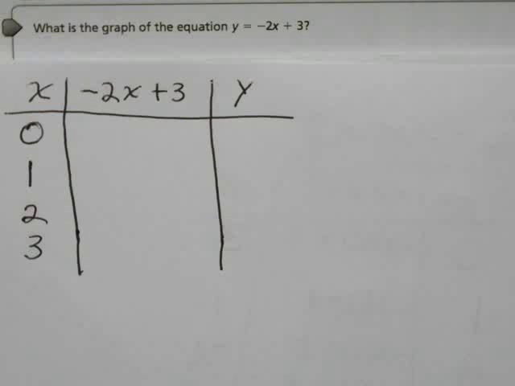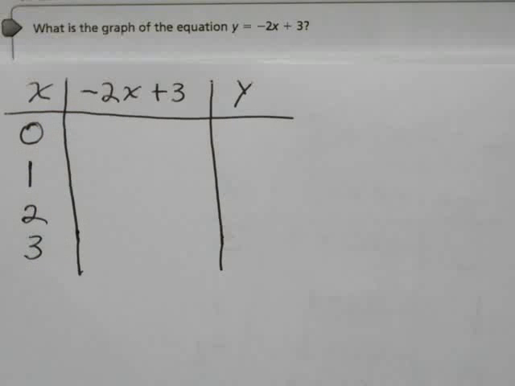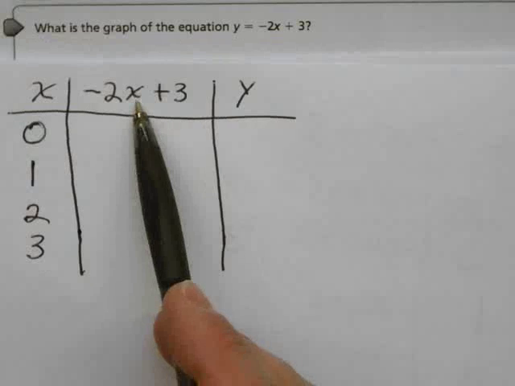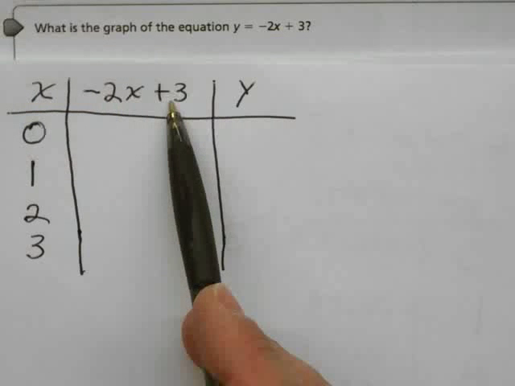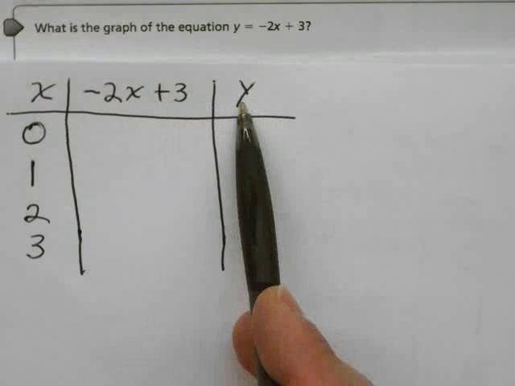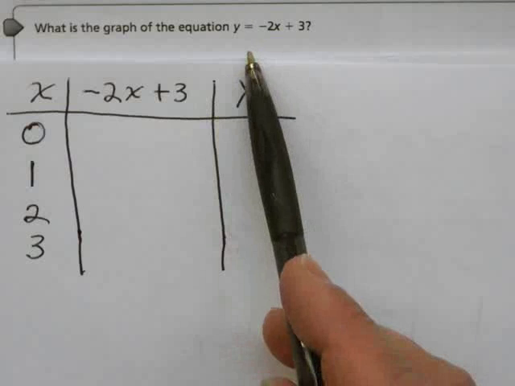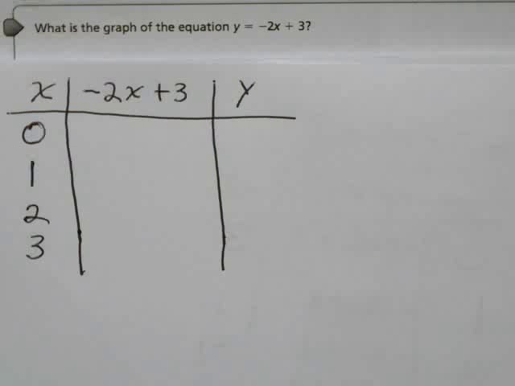So what I've done is I've made a table, and my table is for some x values, and you can use any numbers that you want for this because you have the equation. What I'm going to be doing is substituting these numbers in for x, multiplying it by negative 2, and adding it to 3 to find out what my y-coordinate is. And why am I doing that? Because I've got this equation, y equals negative 2x plus 3. So let's substitute in the values for x so we can find out what y is.